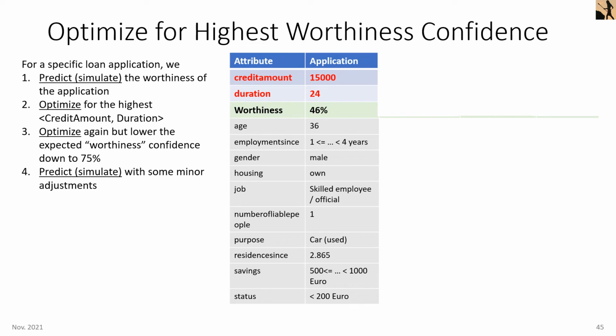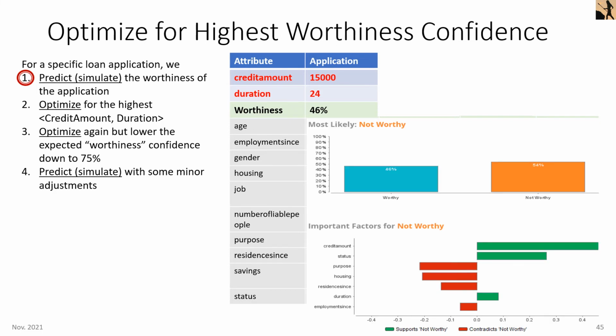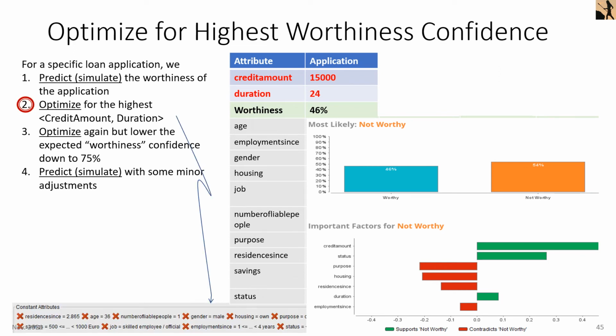First, we will try to predict or simulate the worthiness of the application. This application is asking for 15,000 for a duration of 24, right? So we run the prediction, and it turns out that we should reject this. So that's definitely turning away the customer, right? So we will try to optimize. The second step is to optimize the highest credit amount and duration that the bank can accept, right?